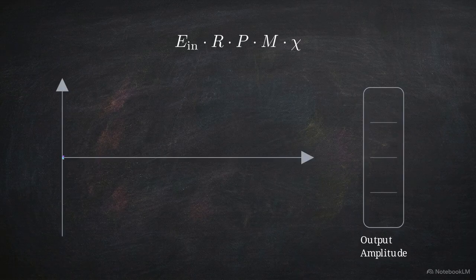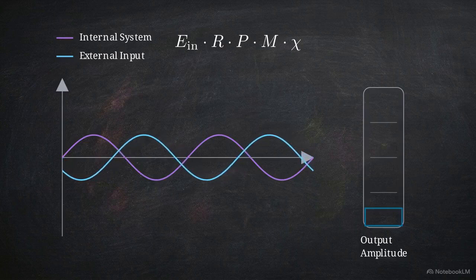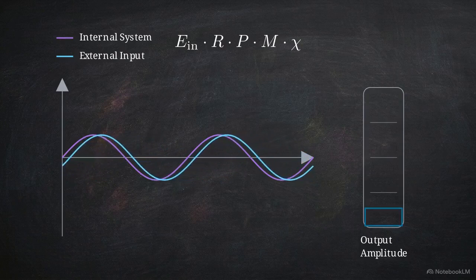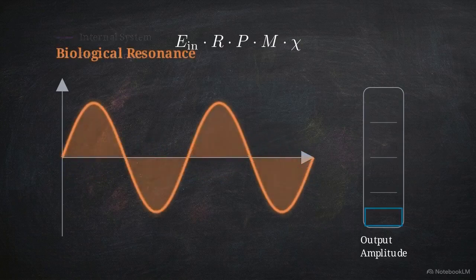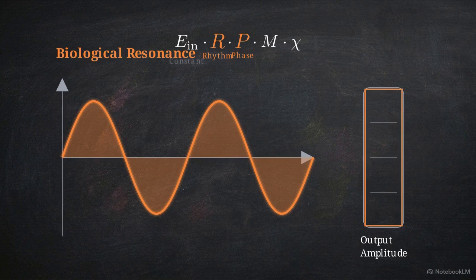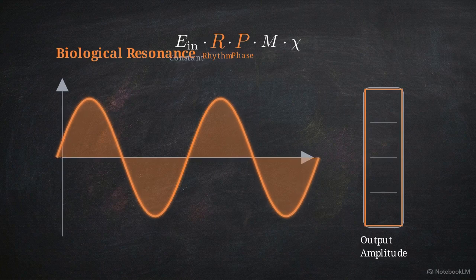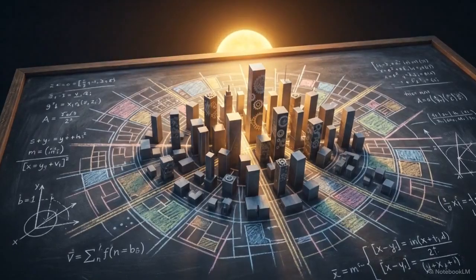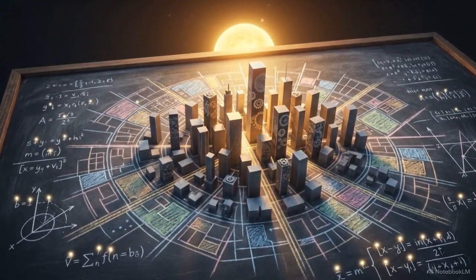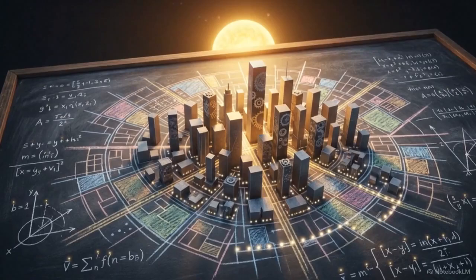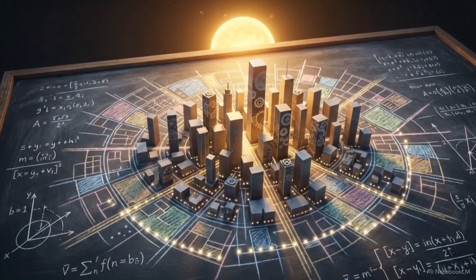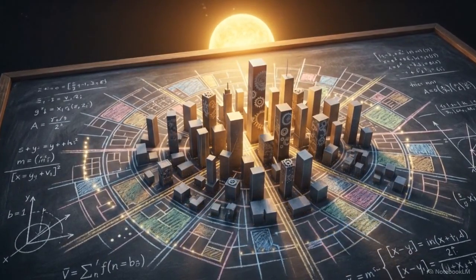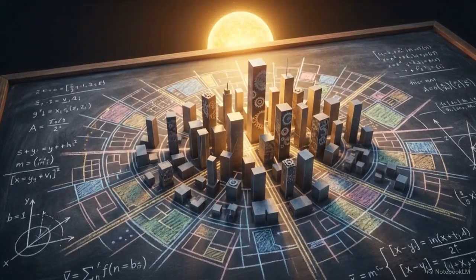Watch what happens here when an external rhythmic input slides into perfect alignment with a system's internal frequency. The moment those frequencies match, you achieve biological resonance. Phase alignment amplifies the output of the system without requiring a single drop of additional input energy. This is why the 24-hour circadian clock acts as the master timing hierarchy for human biology. When behavioral inputs align with that internal rhythm, physiological output surges.